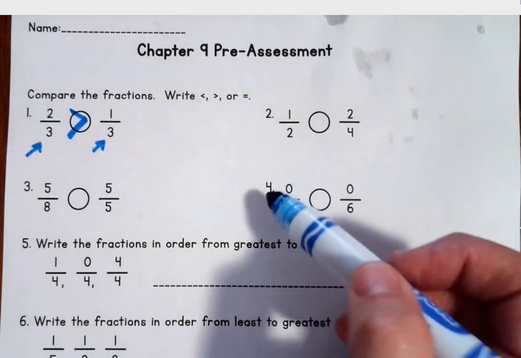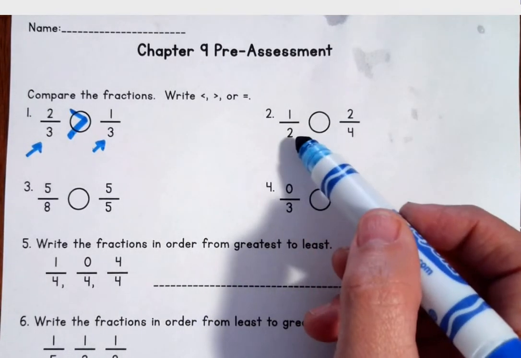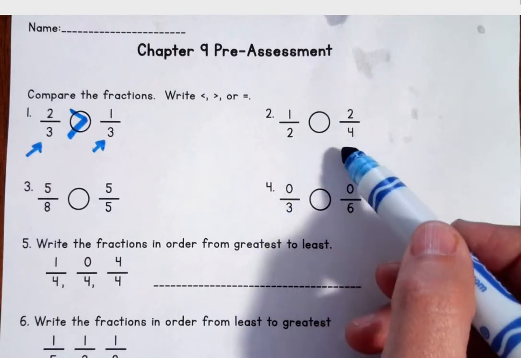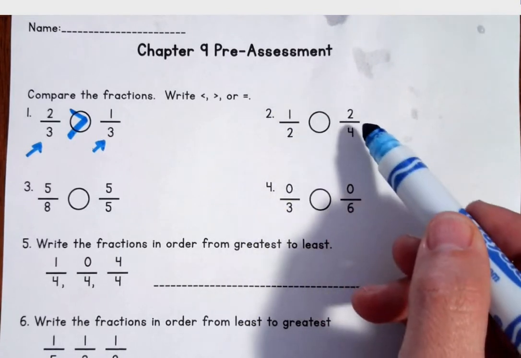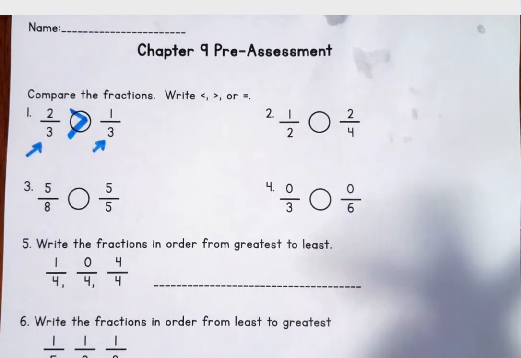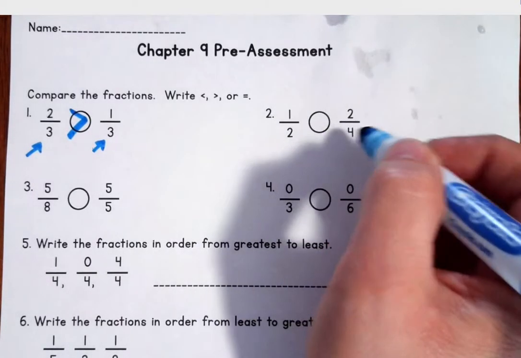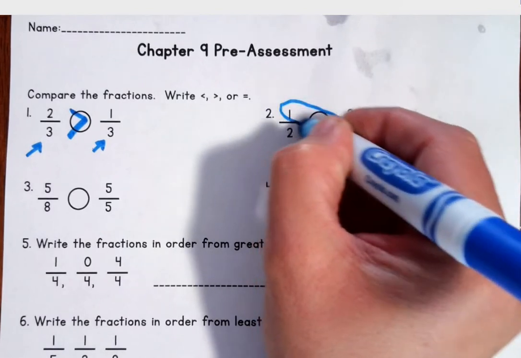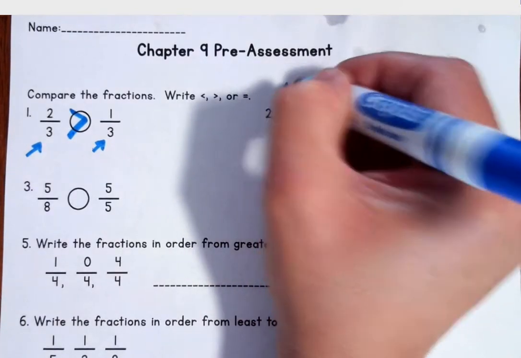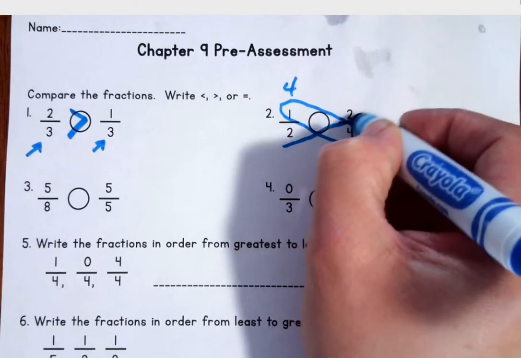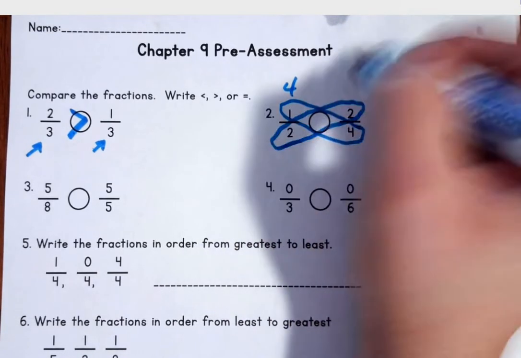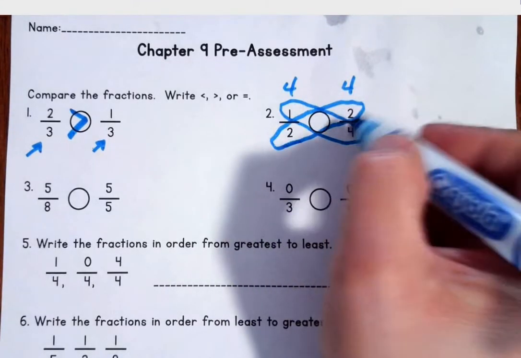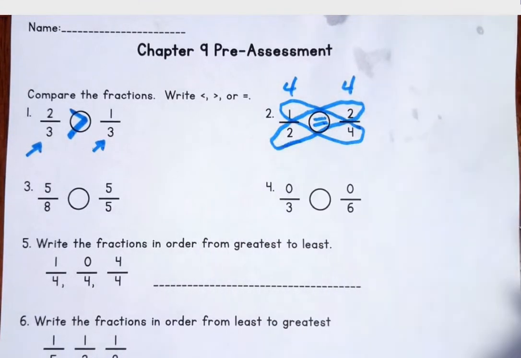Okay. Now, ladies and gentlemen, let's look over here. I have a 2 and I have a 4. The denominators are different, and then the numerators are different. So we can do one of two things. First, we can cross multiply, can't we? 1 times 4 is 4. 2 times 2 is 4. Oh, goodness, it's the same. So we can say that this is equal.